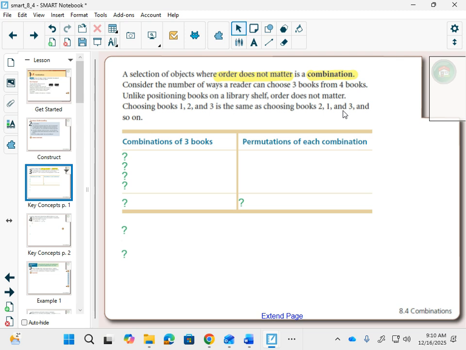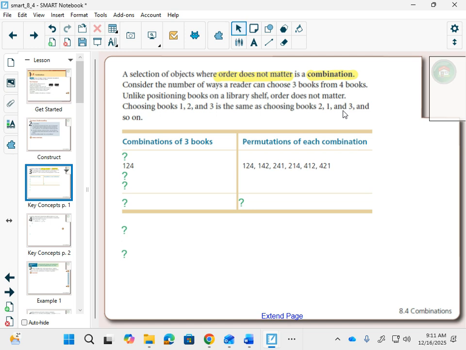So you could choose books 1, 2, and 4. And if you chose books 1, 2, and 4 and you went home, you could arrange them on your shelf these different ways. This counts as 1 combination. It would count as 6 permutations.